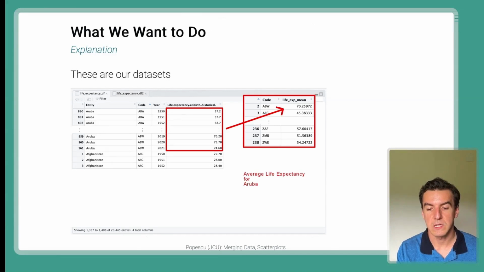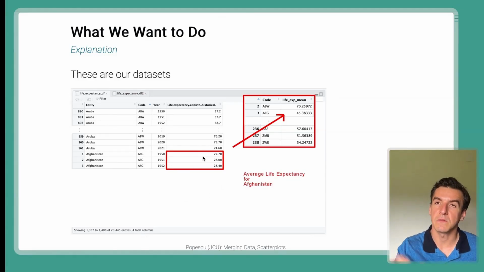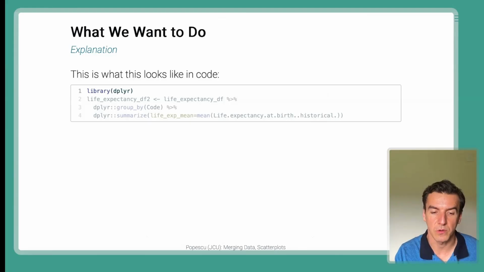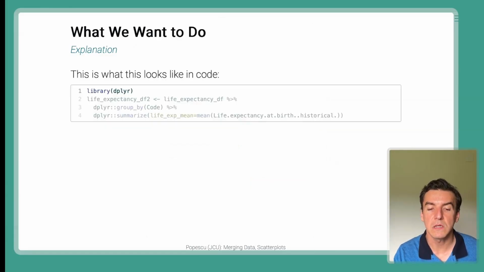Okay, so this is precisely what I'm emphasizing here. This is life expectancy for Aruba, and this is life expectancy for Afghanistan. The other three values which you see here cannot be seen in this data frame picture that I display here, but obviously you can see them if you scroll down on your own computer. Okay, this is how we obtain this average by country, by using this basic Dplyr function.